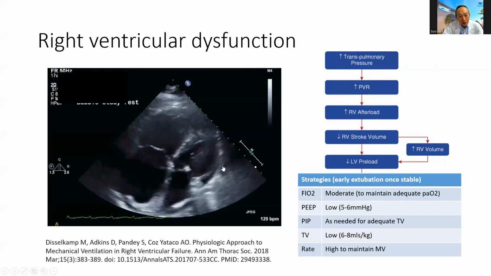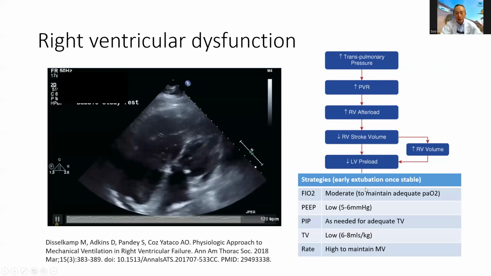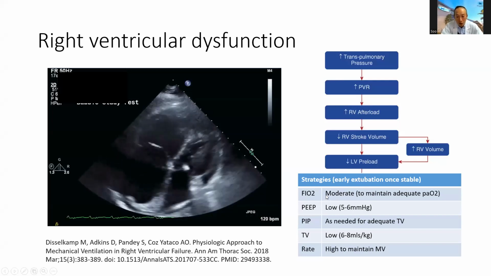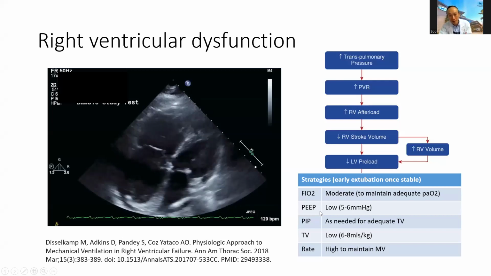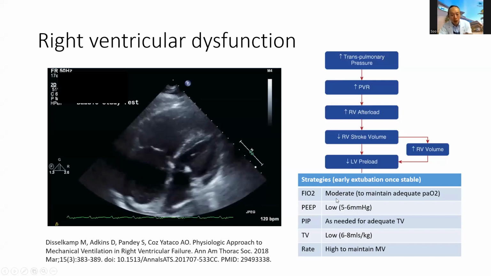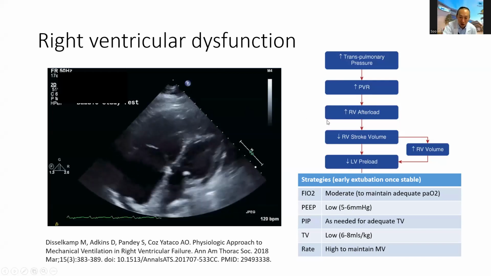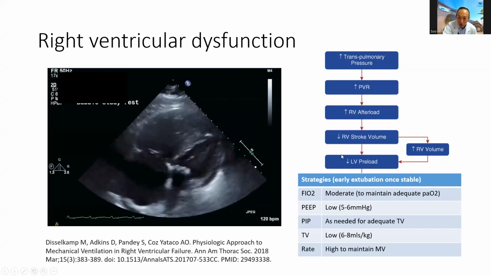How do we ventilate this group of patients? Of course, not easy. The amount of oxygen we give as needed. The PEEP, we usually keep it a bit low. But as you know, these patients, if you have right ventricular dysfunction, you'll find that the lungs are also full of fluid.